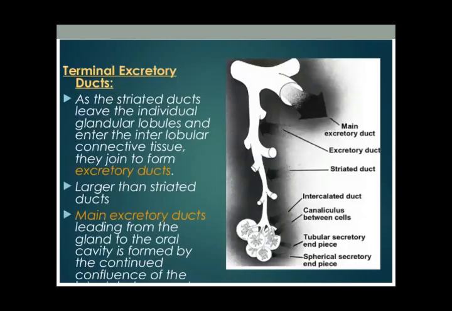Terminal excretory ducts. Three types of ducts: striated ducts, intercalated ducts and terminal excretory ducts. As the striated ducts leave the individual glandular lobules and enter the interlobular connective tissue, they join to form the excretory duct. The main excretory duct, this is the excretory ducts, striated ducts, intercalated ducts, canaliculus.